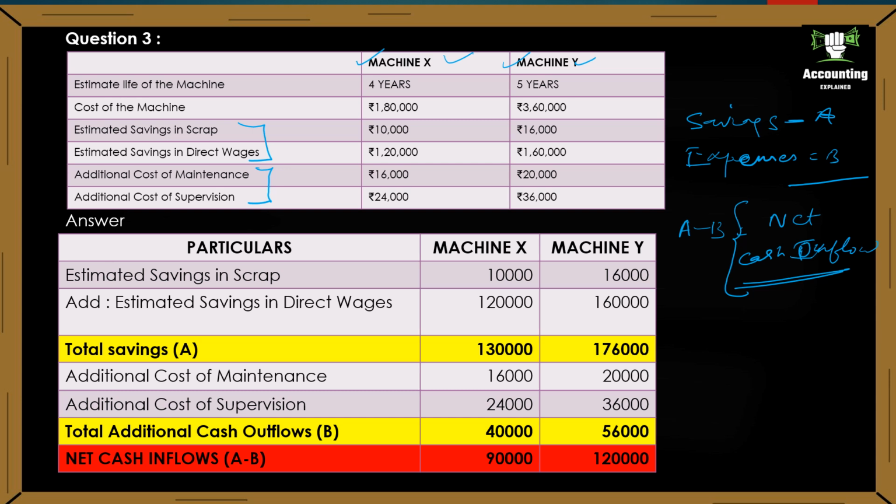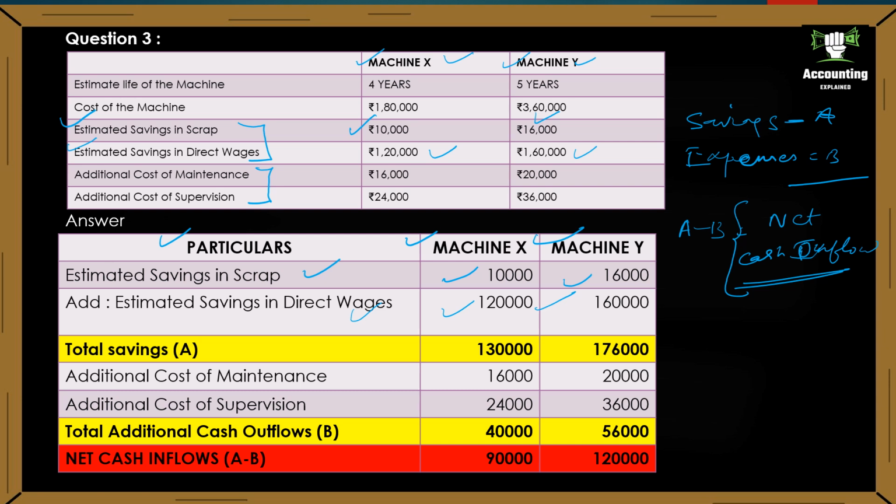Okay, now let us take the savings. For the solution we open three columns: Particulars, machine X and machine Y. First, savings. What are the savings? We saw estimated savings in scrap. We have taken it here: for machine X it is 10,000 rupees, for machine Y it is 16,000 rupees. Next, estimated savings in direct labor. We have taken it here as direct wages. It is 1,20,000 for X and 1,60,000 for Y.